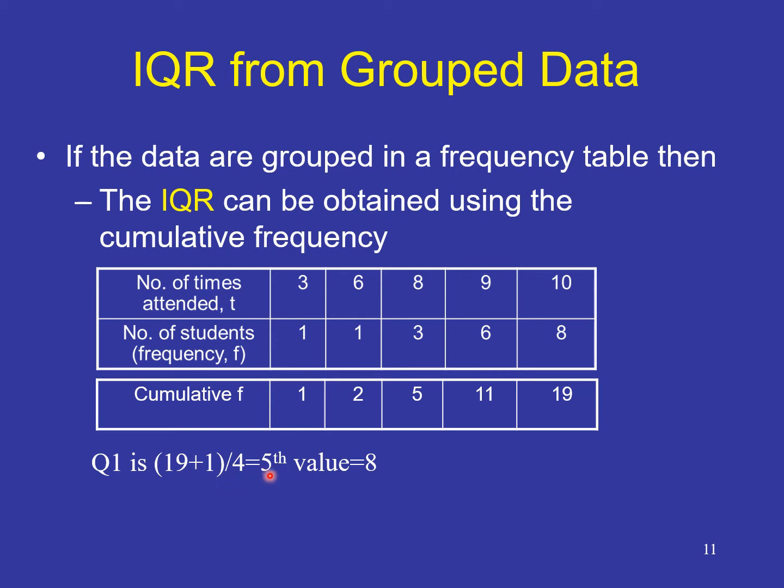So what we need to do is go along this bottom row until we get to the 5th person. We know the first person is in the first group. The second person is in this group, and the third, fourth, and 5th people are in this group. So the 5th person is in this group, so that's where the lower quartile is. So it has the value of 8.